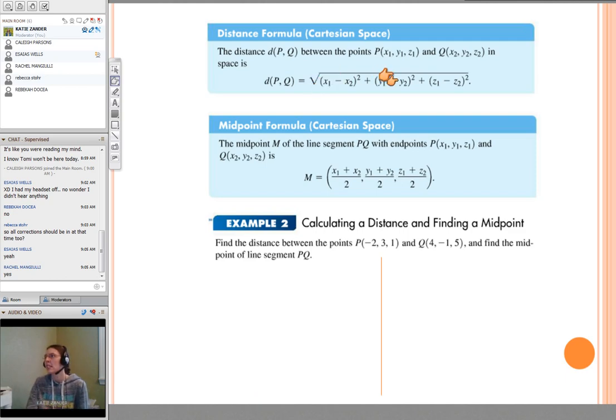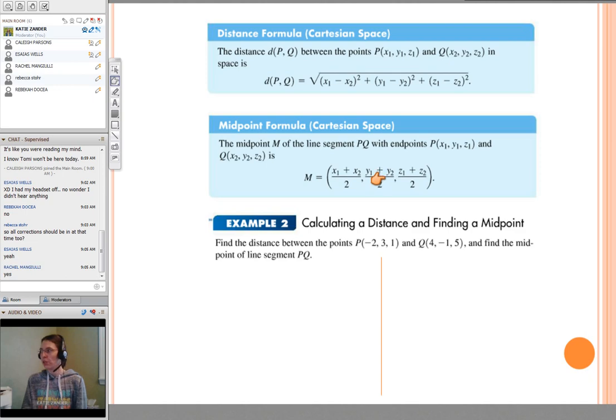Notice everything is the same for x and y. We're just going to add on that third component for the z's as well underneath our square root sign here. And same thing with your midpoint formula. Notice that if it were just 2 dimensions, x and y, that is the same.